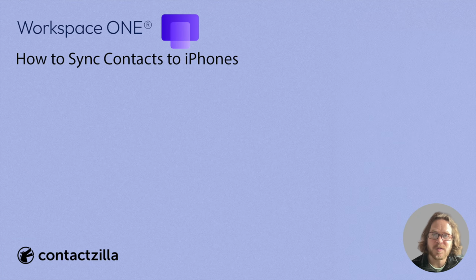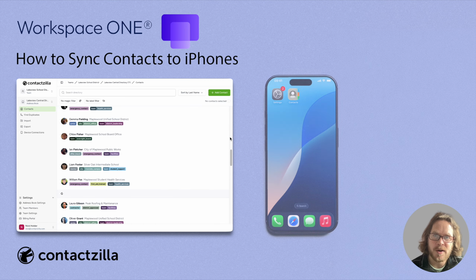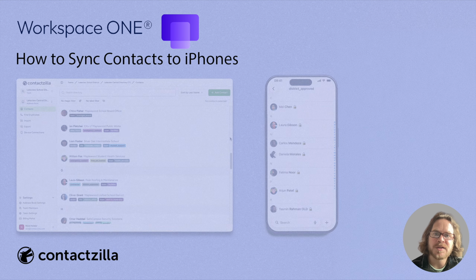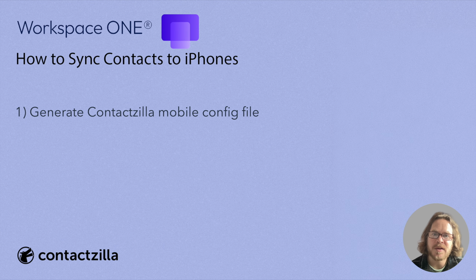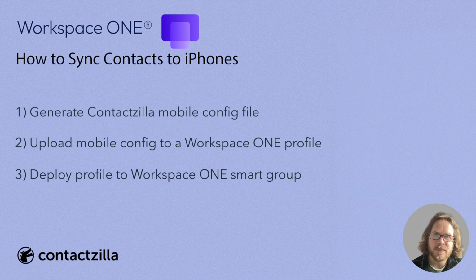Hello, today we're using Workspace ONE to deploy a Contactzilla address book to iPhones. And the setup is very simple. We're going to start by generating and downloading a Contactzilla mobile config file for our address book. And then in Workspace ONE, we're going to upload that file directly to a profile. We'll then deploy that profile to our Workspace ONE smart group. And those contacts will go straight to the native Contacts app in our iPhones.